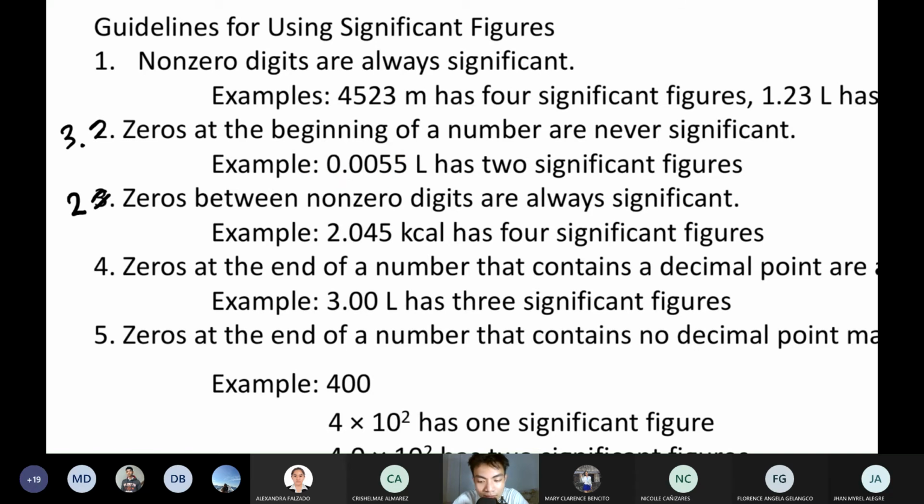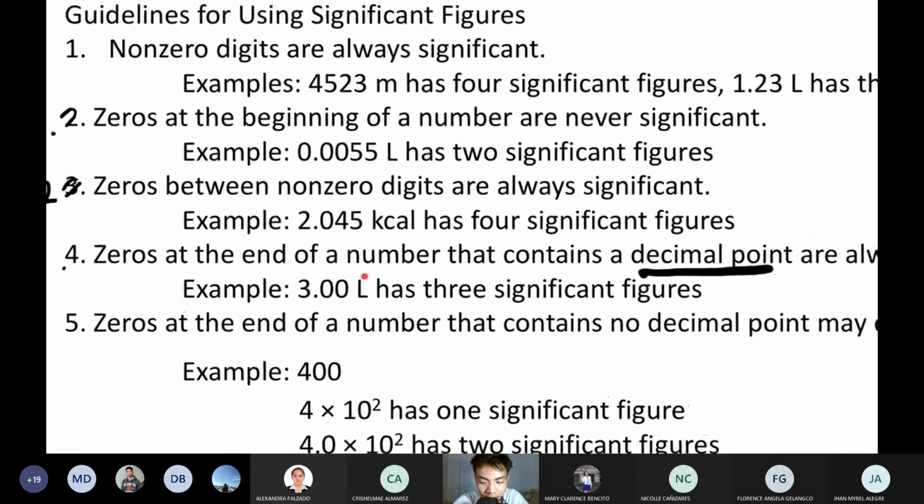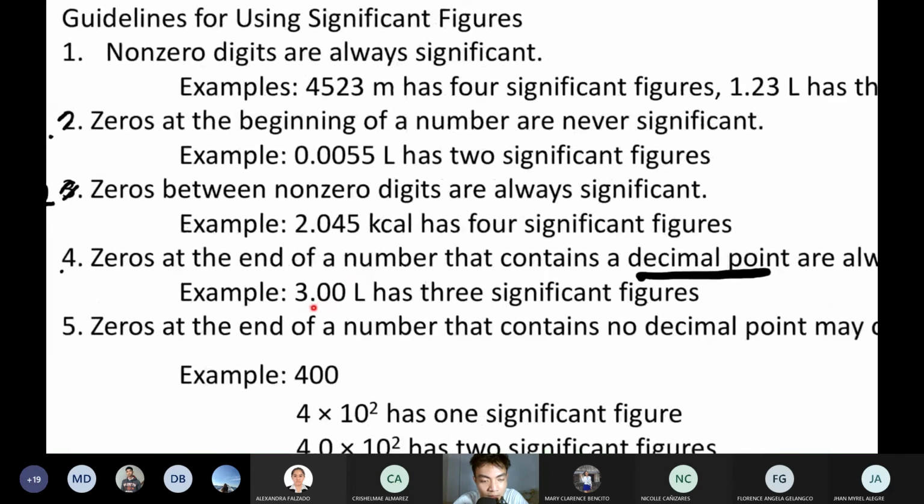Okay, so again, yung zero sa harap ng non-zero digit ay not significant. So for example, ito 0.0055. Itong 55 lang yung significant. Itong mga zero sa harap niya, hindi. Number 4, yung zero naman sa dulo ng number, as long as may decimal point, ay significant. For example, 3.00. So itong dalawang zero na to sa dulo, sa right side, ay significant because of that decimal point. So yun yung rule number 4.